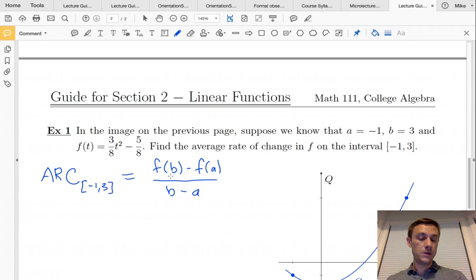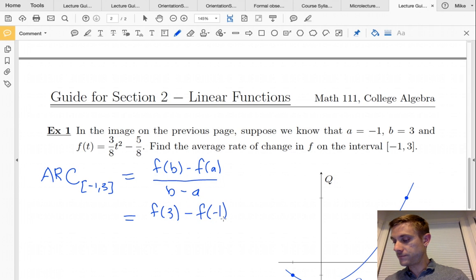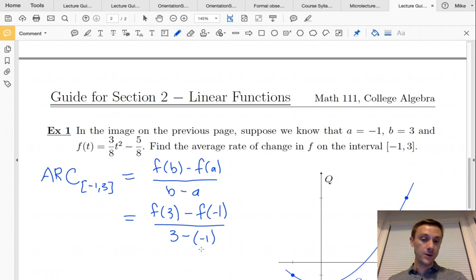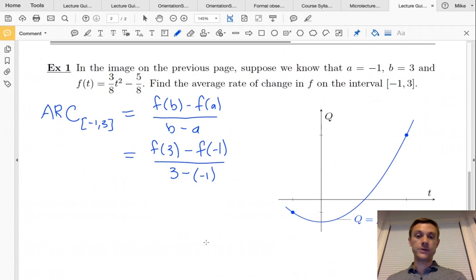Now it's time to actually work with our formula. So sure, that's what it looks like in general, but in order to get numbers for f of b, well, maybe let's do a and b first. So, baby steps. Our interval goes from -1 to 3. A is our first endpoint and b is our second endpoint. So this is asking us to compute f of 3 minus f of -1. And then on bottom, we're taking b, which is 3. And this is an easy spot to miss something. I want to subtract whatever a is. A happens to be a negative number, so I want to subtract a -1. So that's actually going to end up being positive.